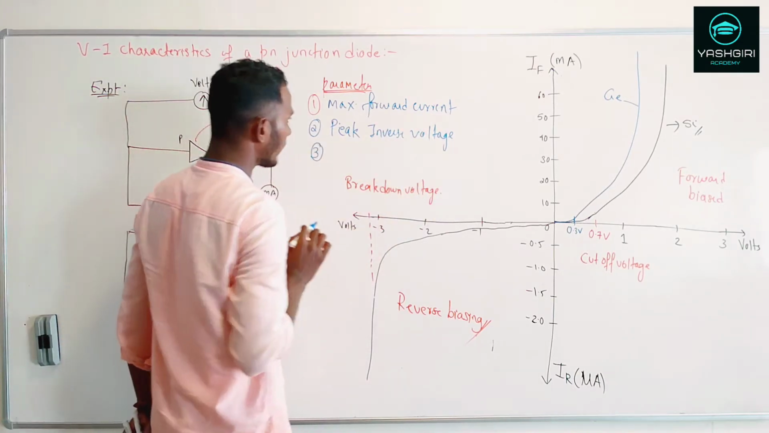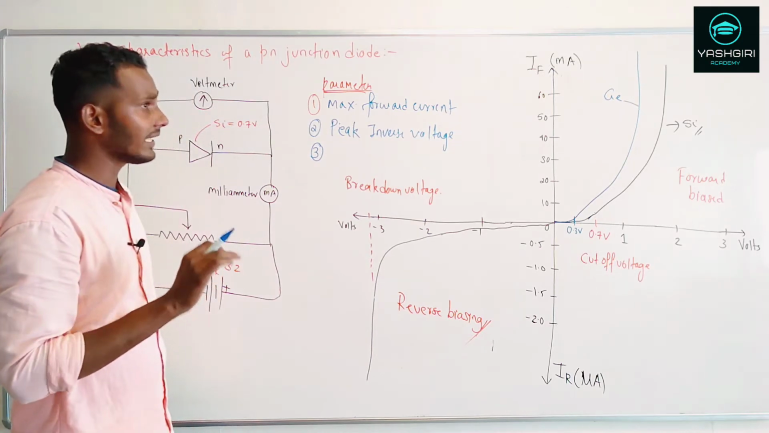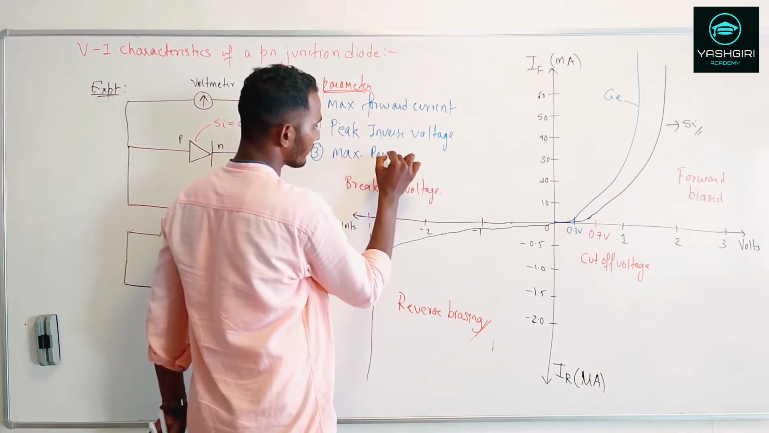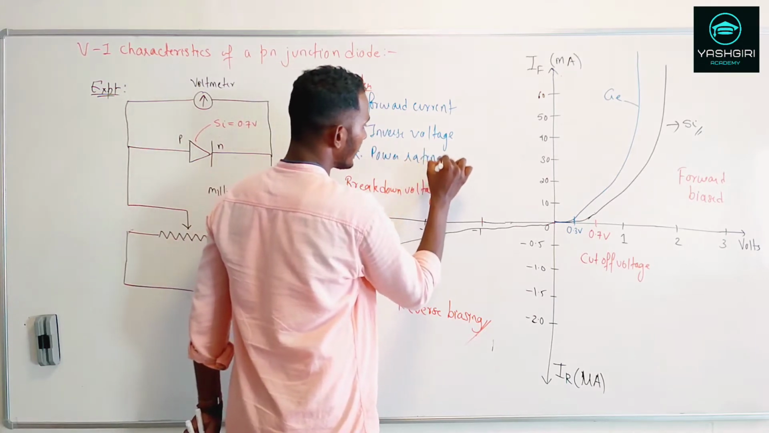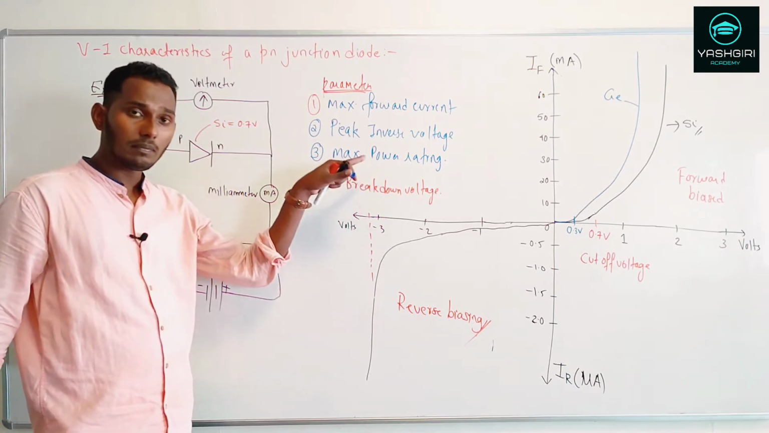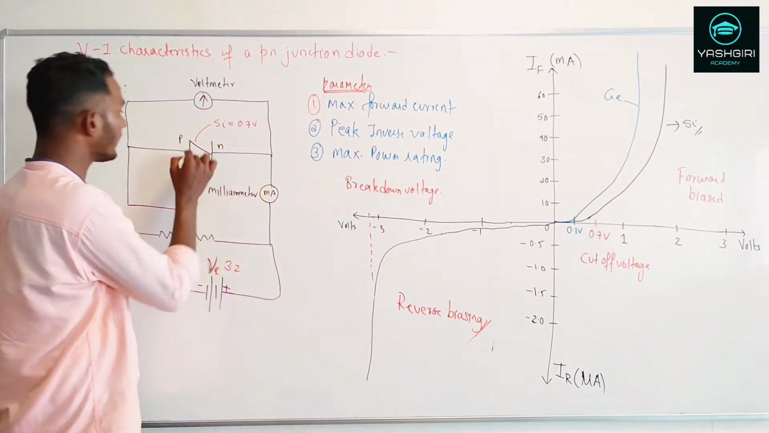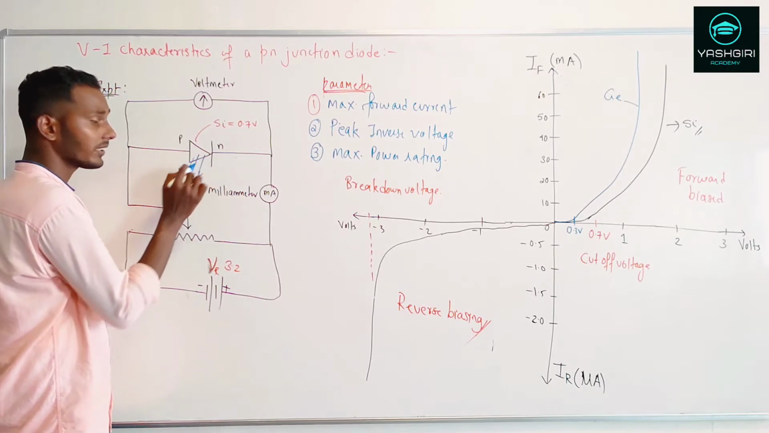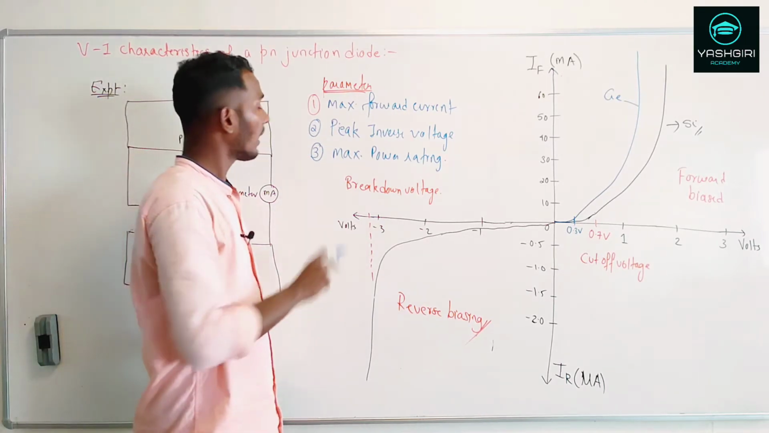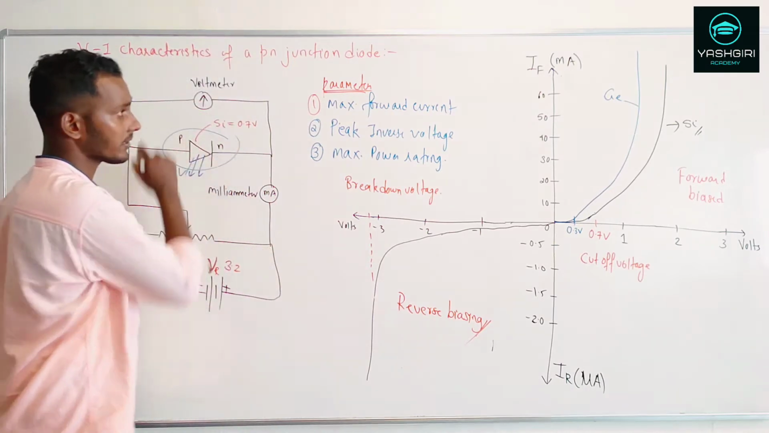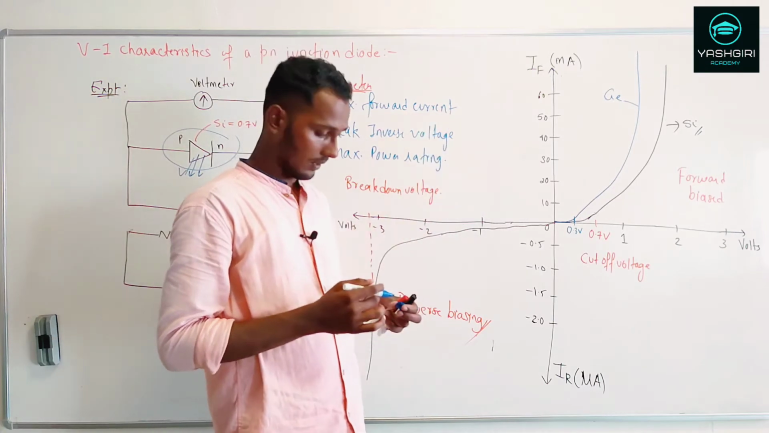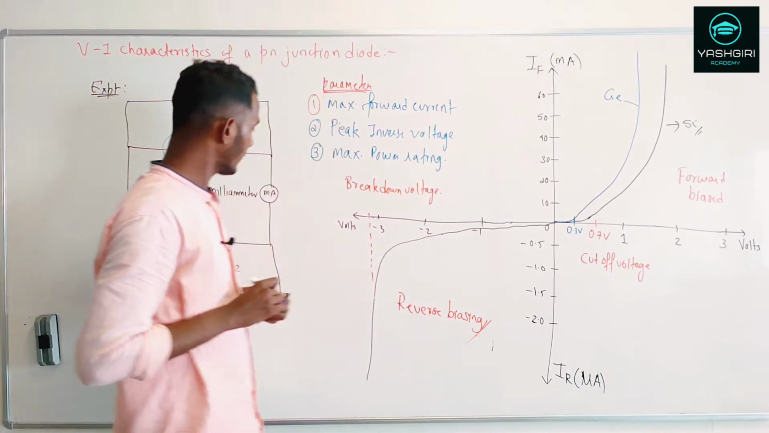There are some limitations for that. And the third one is the maximum power rating. This gives an idea about the maximum heat that can be dissipated through this PN junction diode without damaging the PN junction, or without damaging this diode, you can say. So that's all about the PN junction characteristics curve.